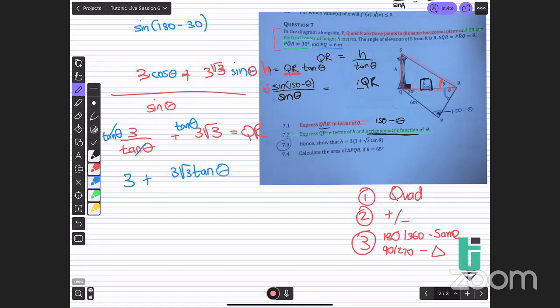Now you factorize for me, Nafisa. Take out 3 as a common factor. And then it's 1 plus root 3 tan theta.